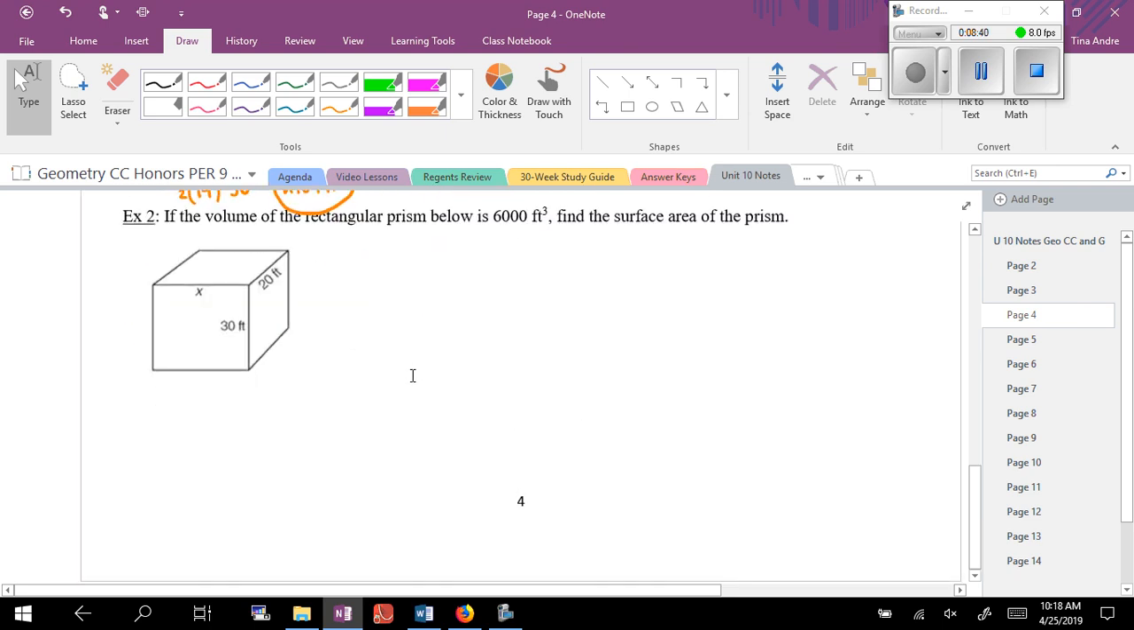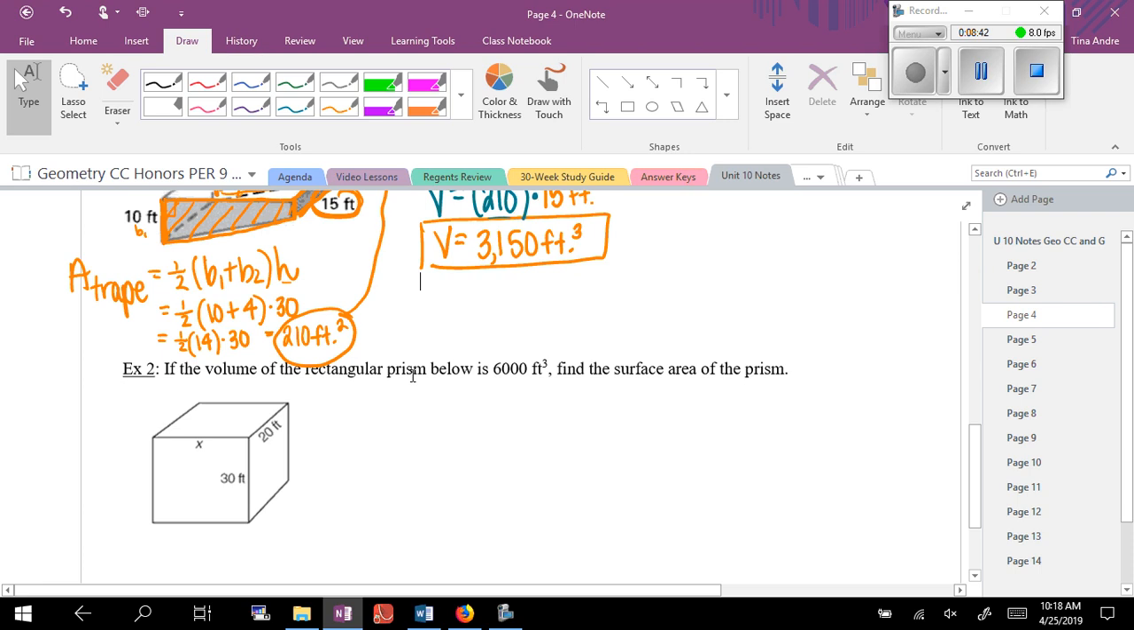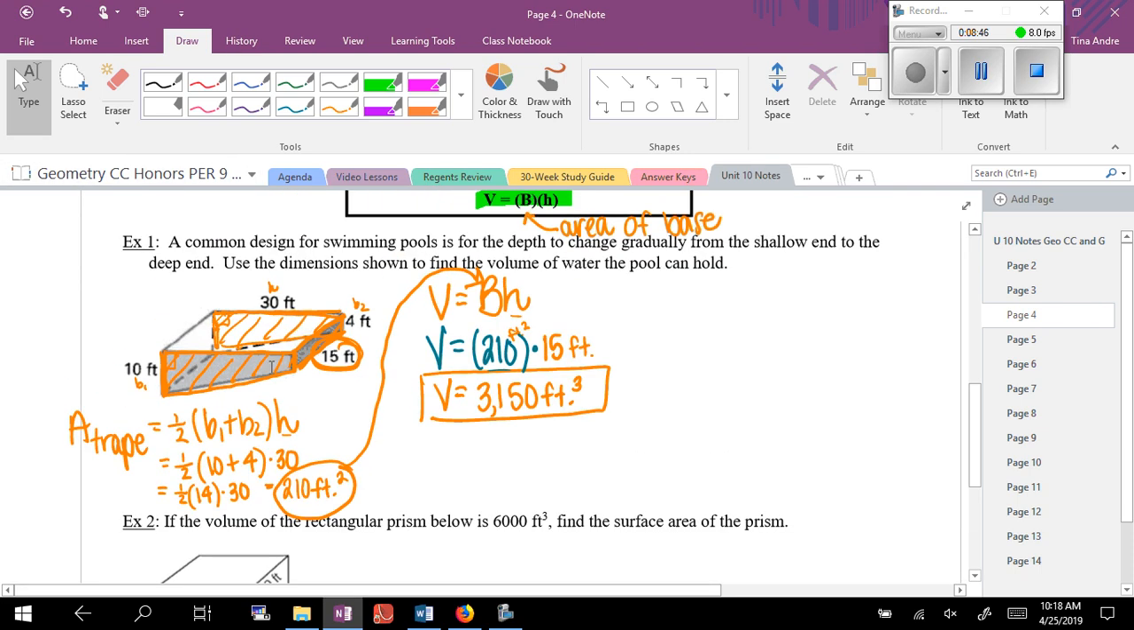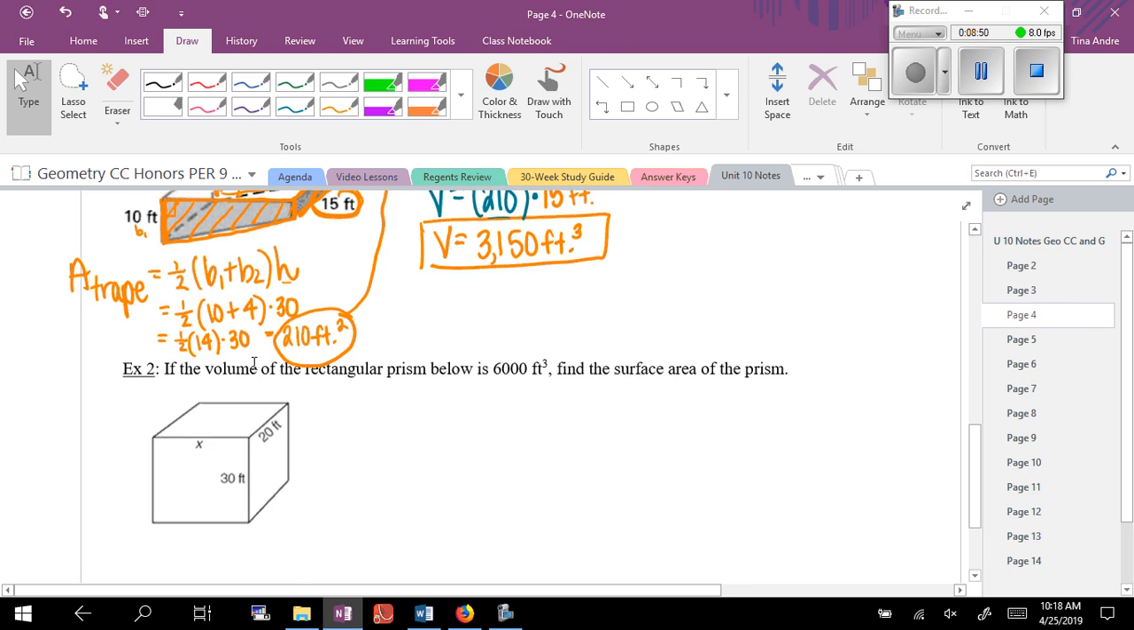Let's try one more, and this one's kind of working backwards. So like example 1, you're going to see different problems where the bases are going to get switched up, and we're going to do much more practice with this in class. But example 2 is a little bit different because if you look at what happens in this problem, it gives us the volume. It tells us that the volume of this rectangular prism is 6,000 cubic feet.